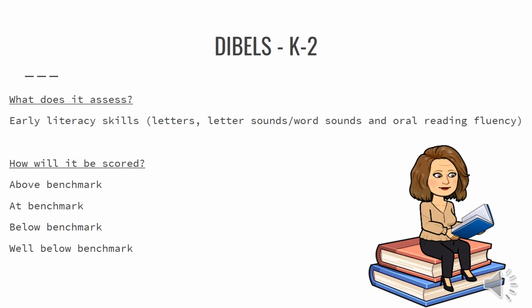DIBELS scores are easy to understand. Each assessment has a benchmark target or goal which students are measured against at fall, winter, and spring administration. Based on a student's score, he or she is identified as performing at benchmark, above benchmark, below benchmark, or well below benchmark.